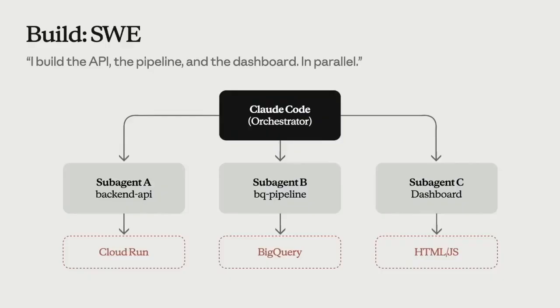As you can see here, we are going to spin up three different sub-agents: one for the API, one for the ingestion pipeline, and the other one for the dashboard. You can parallelize the implementation of each of these components, just like you run a team sprint in your usual development life cycle. So let's see this in action as well.